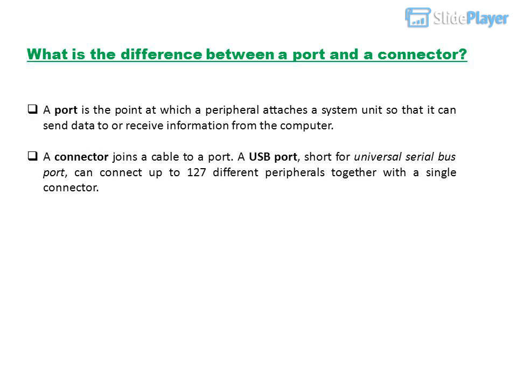What is the difference between a port and a connector? A port is the point at which a peripheral attaches to a system unit so that it can send data to or receive information from the computer. A connector joins a cable to a port. A USB port, short for Universal Serial Bus Port, can connect up to 127 different peripherals together with a single connector.